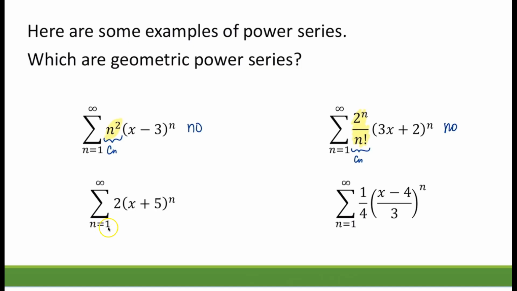This next one, the sum of n equals 1 to infinity of 2 times the quantity (x plus 5) to the n, now we have a geometric power series. So if we look at 2 in front, this is just a constant. It's not a function of n. So this, yes, is a geometric power series. And this last one is also geometric. The sum of n equals 1 to infinity of 1/4 times the quantity (x minus 4) over 3 to the n. So here, that piece in front is just a constant c. So yes, this is a geometric power series.